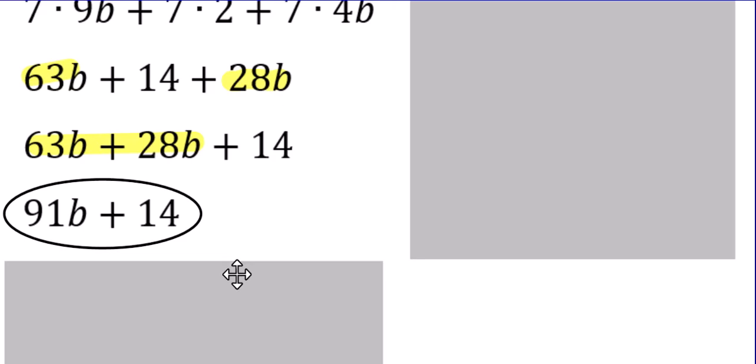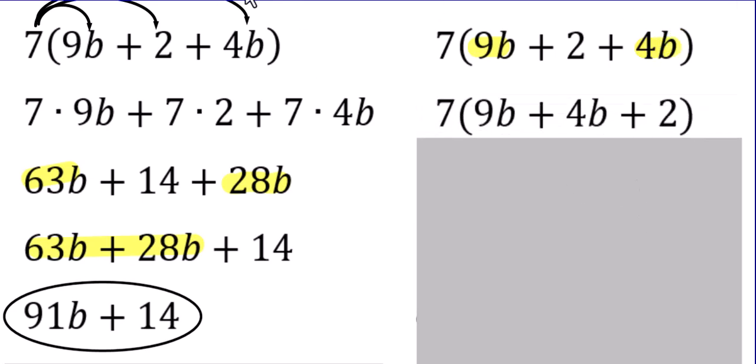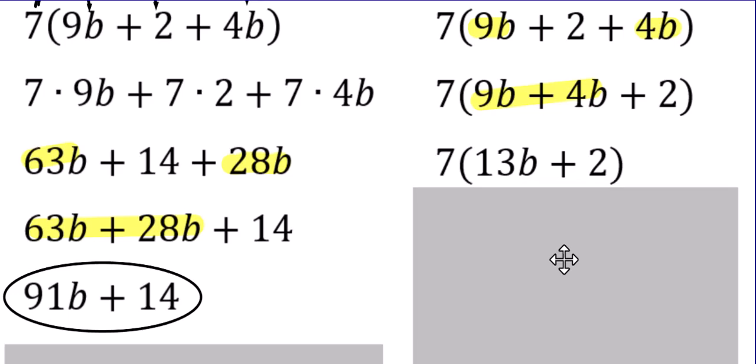Now, we also have the option of simplifying first. So keep in mind, our like terms inside the parentheses are 9b and 4b. So the first thing I did was rewrote it with those like terms side by side. 9b plus 4b is going to get us 13b. From here, I can distribute the 7 into the parentheses. So I can take 7 times 13b and 7 times 2.